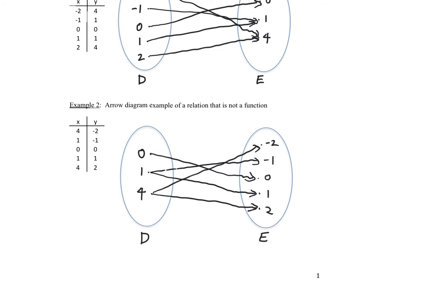In other words, every input has an output value, but the exactly one condition is violated. We can see that while 0 goes to 0, there's only one arrow coming out of 0, so that's okay. But 1 is actually going to two different values. 1 goes to -1, 1 also goes to 1. Same thing with 4. 4 is going to -2, 4 is also going to 2.